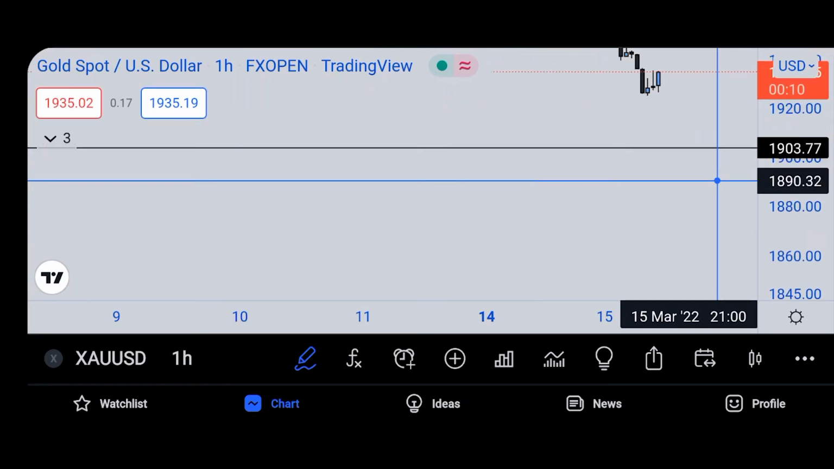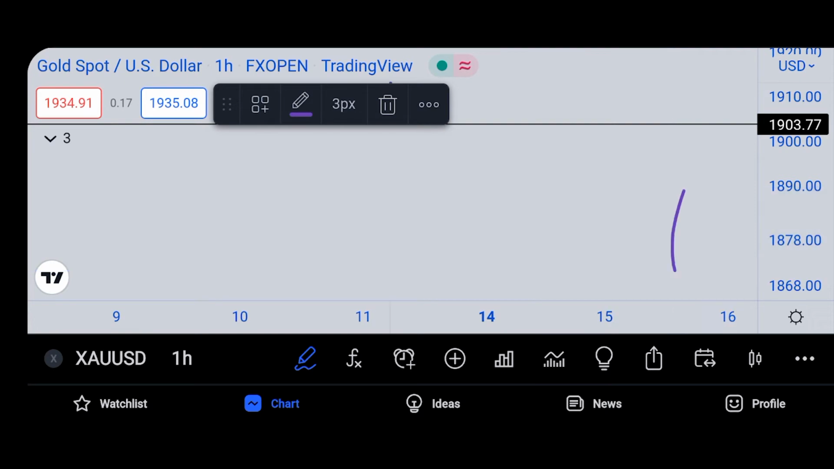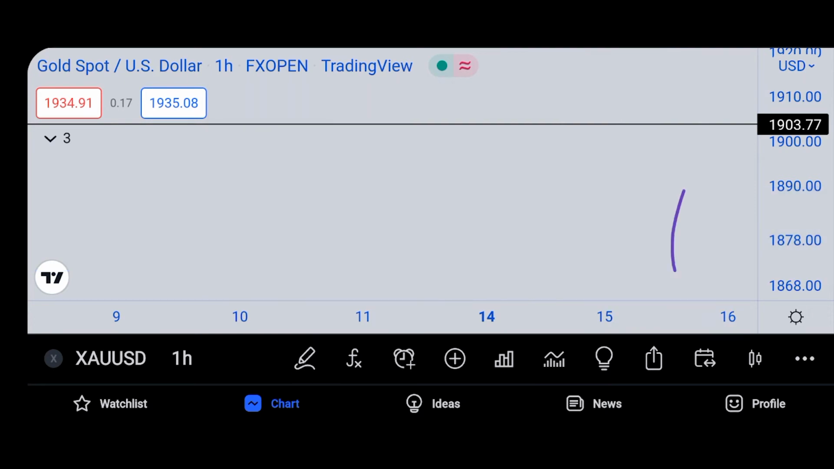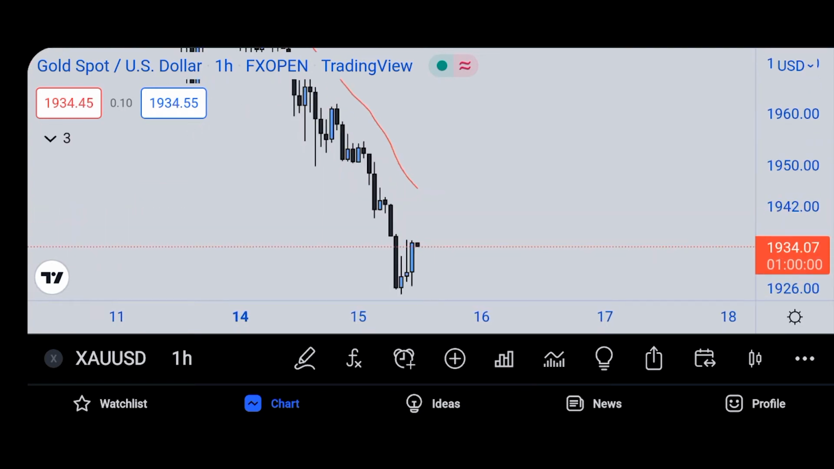With this strategy, you must always make sure that you are trading above or under your 21 EMA.